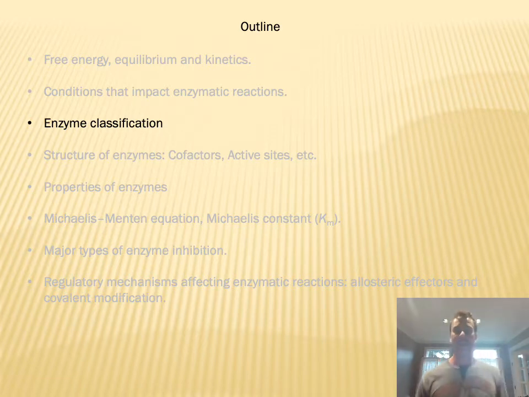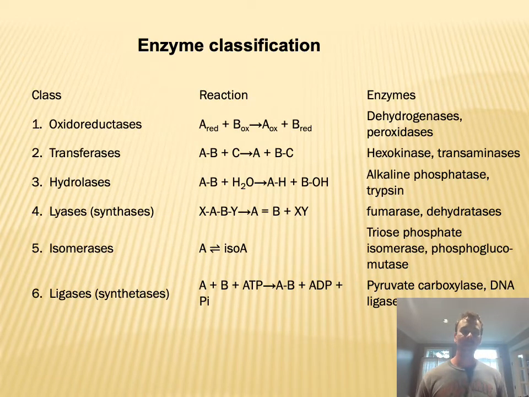Now let's talk a little bit about enzyme classification. There are 6 high-level classes of enzymes: oxidoreductases, transferases, hydrolases, lyases, also known as synthases, isomerases, and ligases, also known as synthetases. Synthetases require ATP. And we'll talk through each of these and what they do.